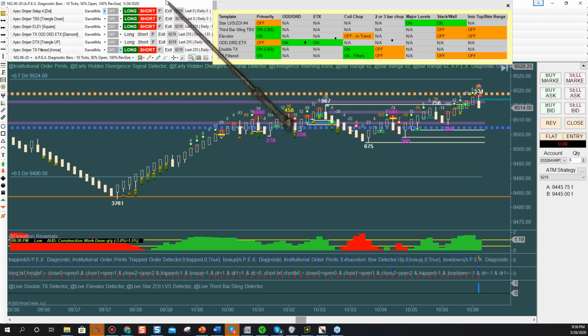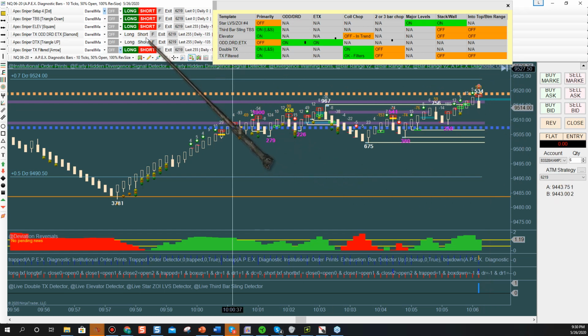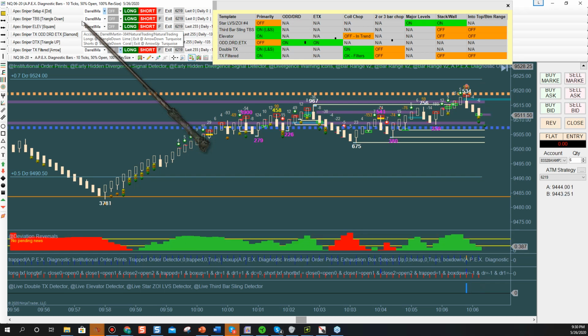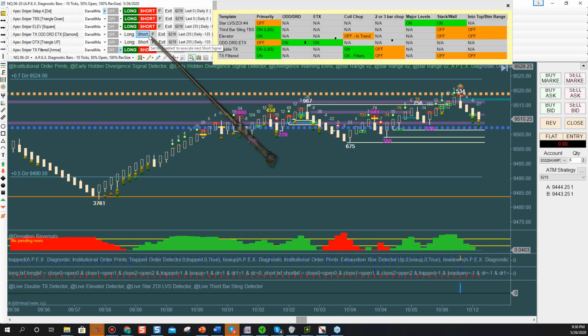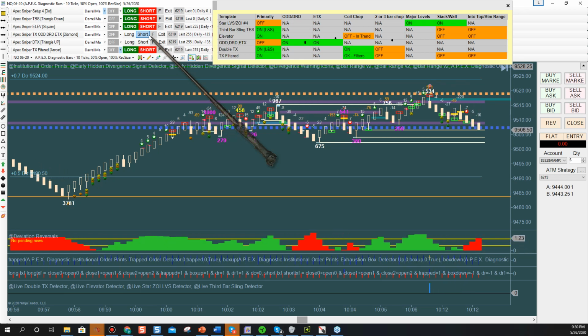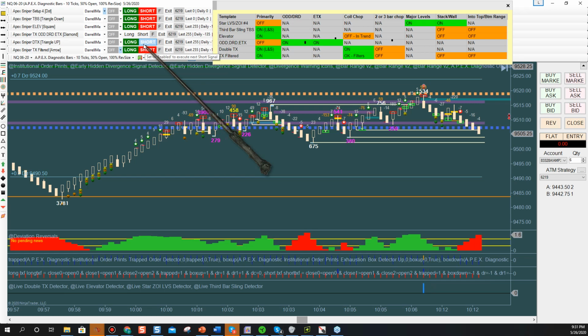All right, what do we have right there? We had nothing at 10:04. There was no trapped. ODD divergence, so we can hit short. It's profitable, it's done, turn it off. Turn our double TXs back on. We're well out of the 2 to 3 bar coil chop. Let's not miss a double TX trade.